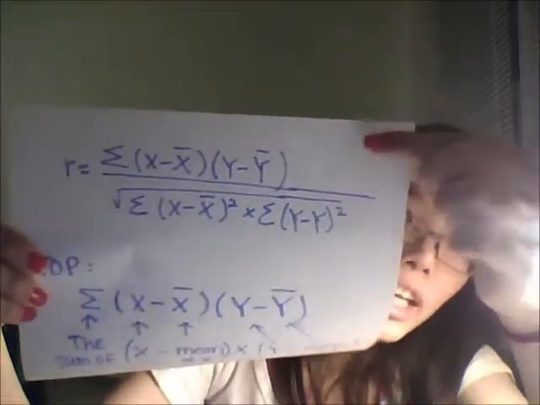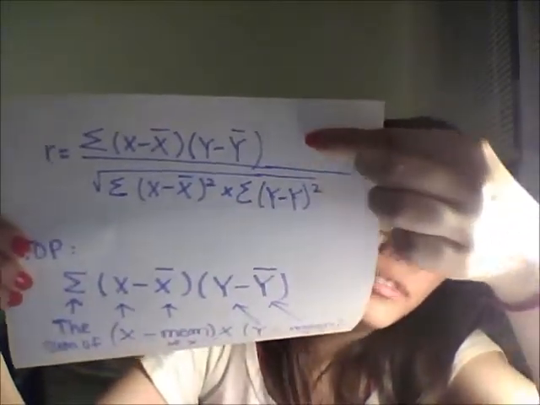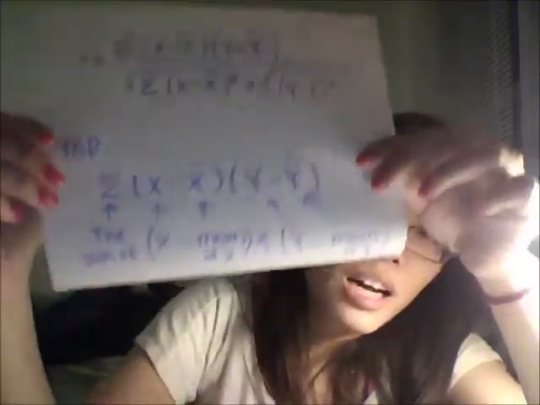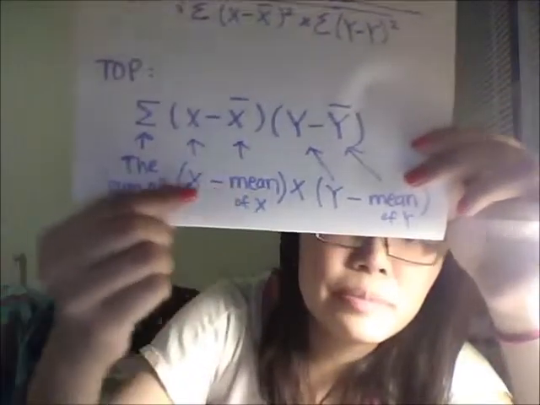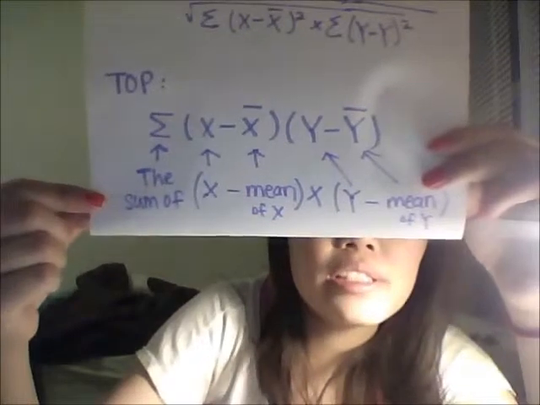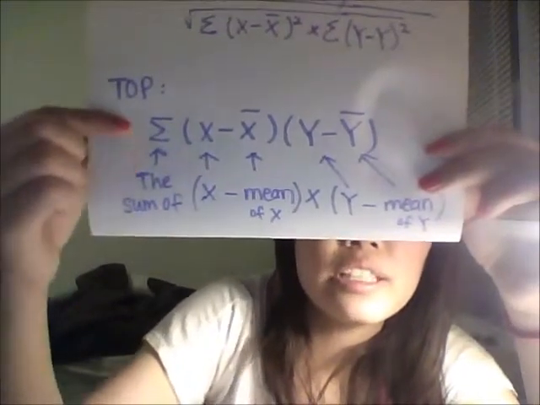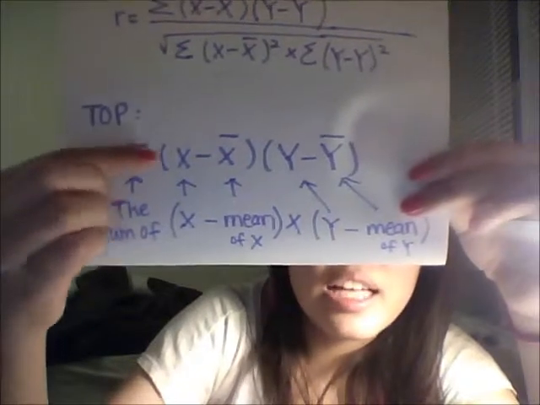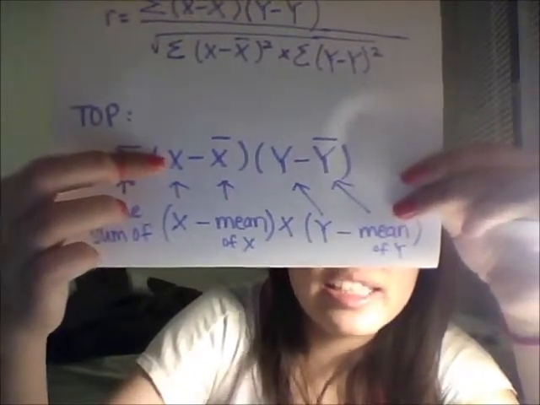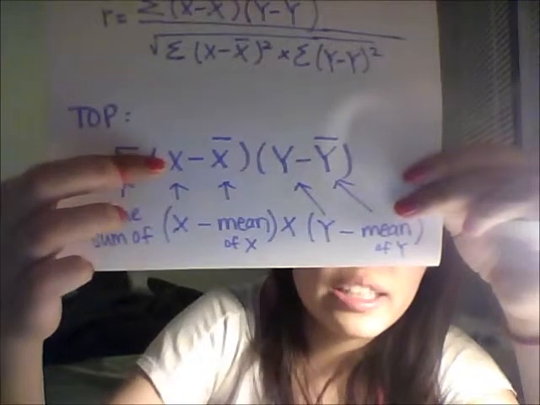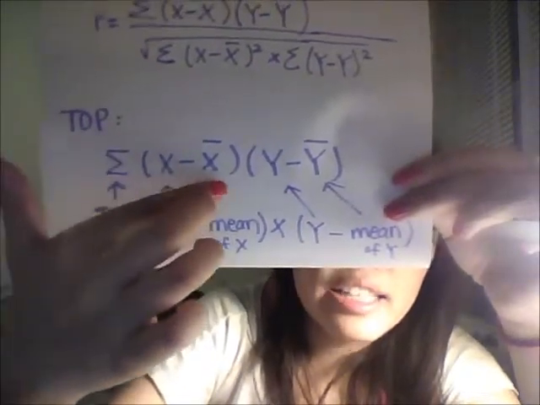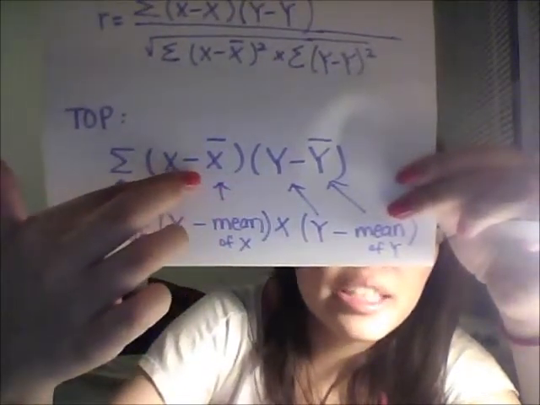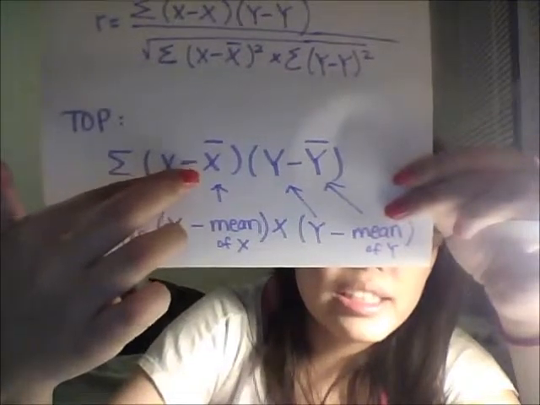So let's take a look at the top part of the equation. The top part is this. What does this mean? Let's break it down. This little E symbol, it means the sum of. And then X is the X variable that we had before. And then the X with a little dash on top, it means the mean of X.